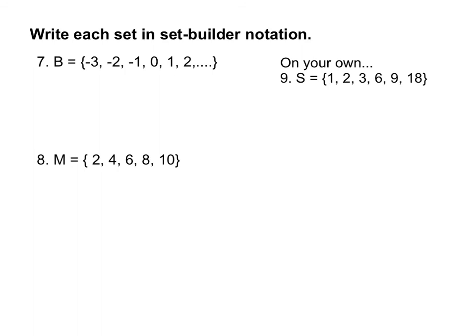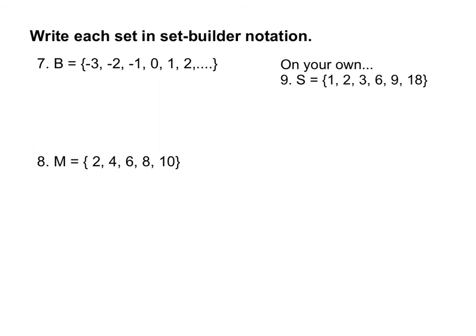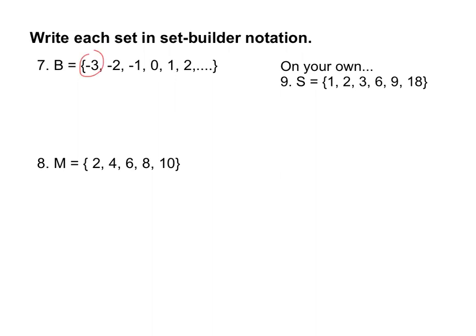B is equal to all of these in the set. Basically we have this -3 right here we're dealing with. So my set builder notation: I'm going to have x such that x is greater than or equal to -3. And then we're not quite done because x must be an integer. There we go.